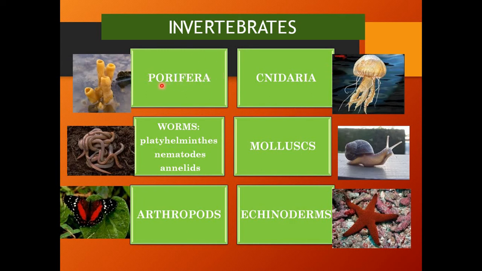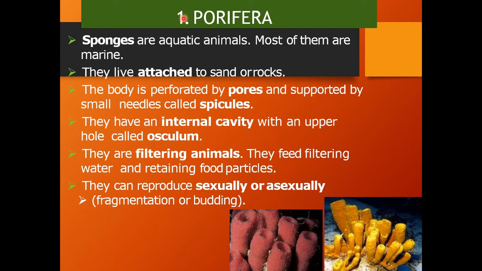Let's see the first one, Porifera. And then Cnidaria. And then you have worms. Then you have the mollusks. And then you have the arthropods. And the last one will be the echinoderms. So we will study them one by one. Now the first one, Porifera, sponges.